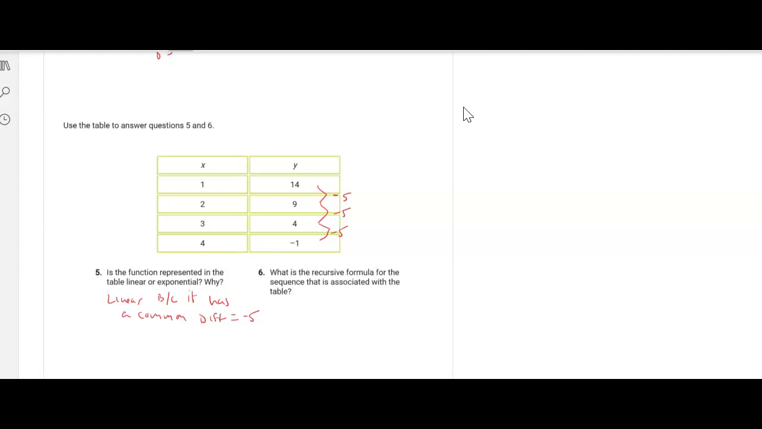What would the recursive rule for this be? Well, I know I'm going to state my first term, a sub 1 equals 14. Remember, now we have to talk about a sub n: what are we doing to the previous term? We're taking the previous term, a sub n minus 1, and we're not adding, we are subtracting 5 each time.